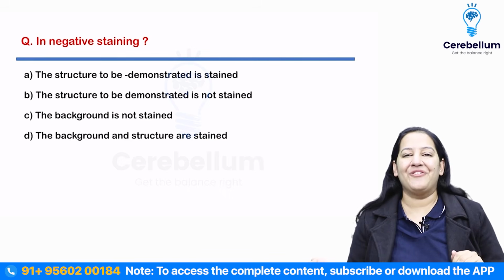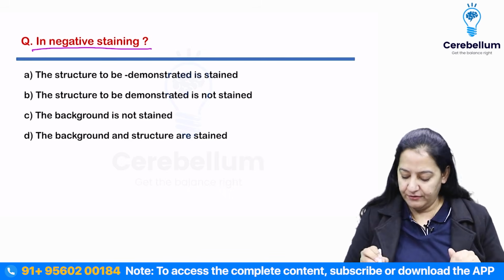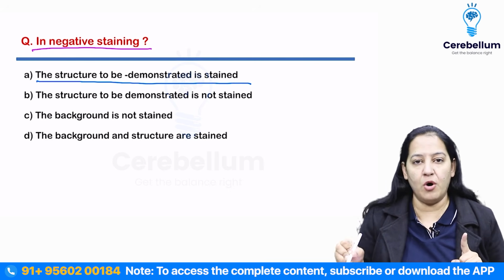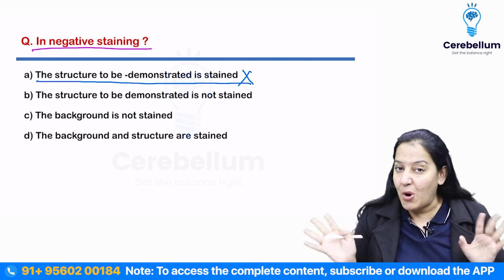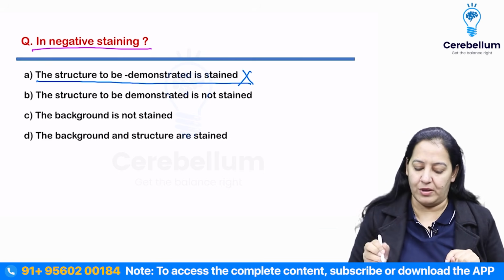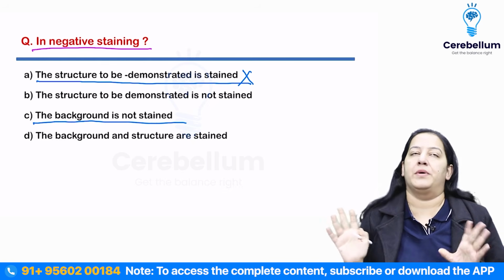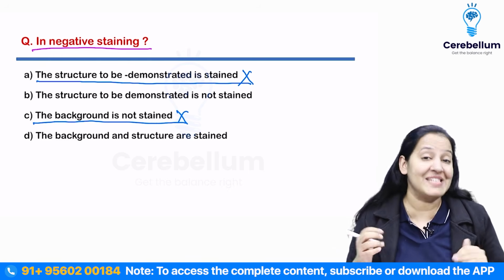The second question is in front of you. In negative staining, what is correct about it? Can you read the 4 options please? So, the structure to be demonstrated is stained. Is it true or false? No, it's false. The structure to be demonstrated is not stained. No, this statement is false, right? The background is not stained. Is it true or false? No, it's also false because here the background is stained. Background is not stained, it's a false statement.